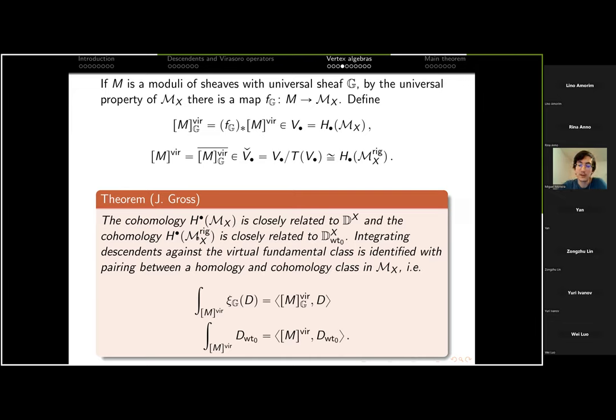And similarly, we also have a relation between the cohomology of the rigidified stack and the algebra of weight zero descendants. And so you can think about an element in the vertex algebra, which is an element in the homology, to give you information about how to integrate an element in the formal algebra of descendants. Because pairing a homology class with a cohomology class is basically exactly the same as integrating the geometric realization of D against the virtual fundamental class. And something similar for weight zero descendants. So actually, what I was saying before about descendants and the formal descendant algebra is pretty much connected to this vertex algebra story.